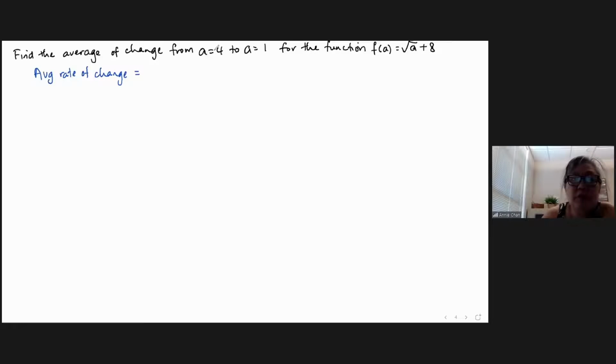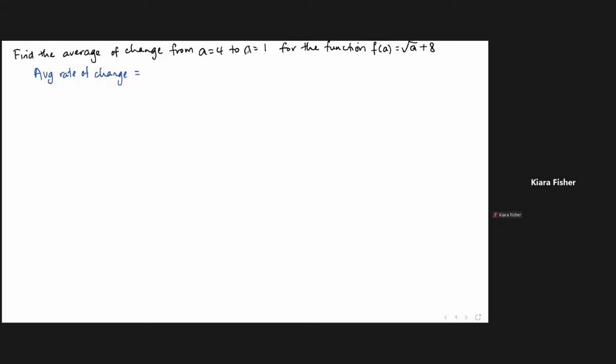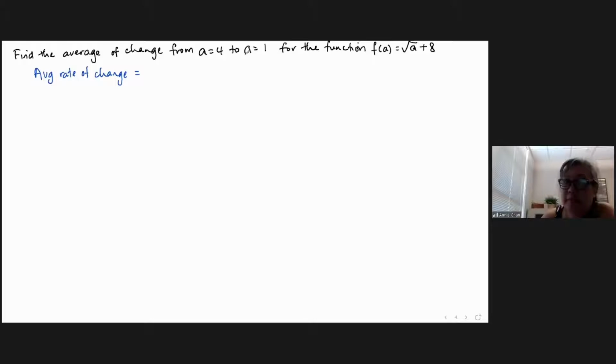Before that, let's look at a equals 4 to a equals 1. These are 2 points in the input axis, yes? How do I know it's an input axis? Because this is a function f of a. a is the input because it's in the parentheses, right? So this will be on the x-axis. I have 2 points. Does it matter which one is first and which one is second? No. Actually, it does.